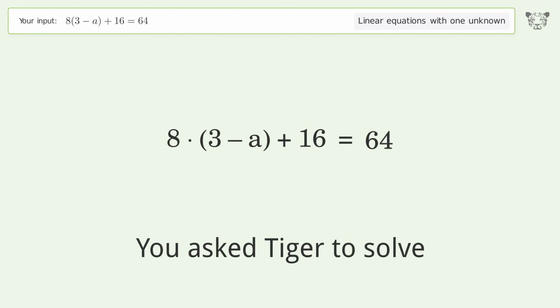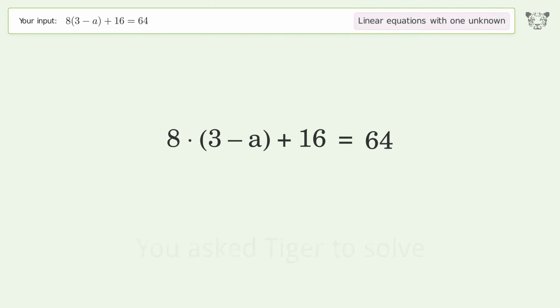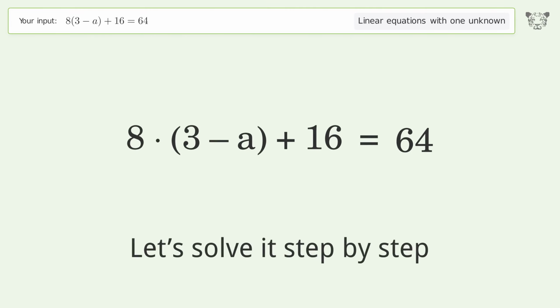You ask Tiger to solve. This deals with linear equations with one unknown. The final result is a equals -3. Let's solve it step by step.